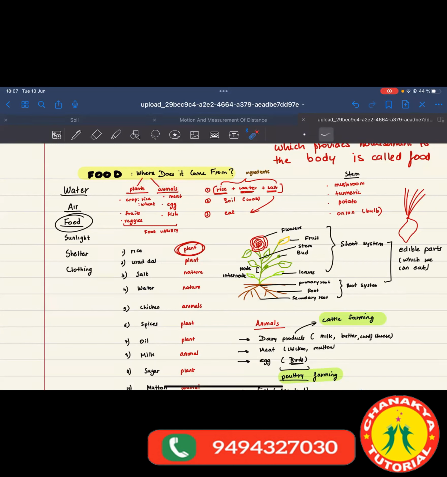Now plant parts and animal parts. The food products that we get from the plant are plant products. Tarakeshwaran, give me any two examples of plant products. Ma'am, vegetables and fruits. Very good. Ashwath, animal products. Chicken and mutton.